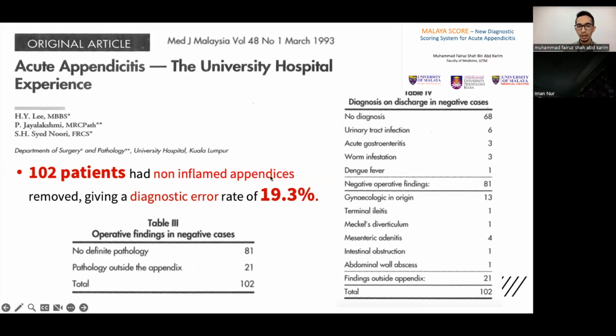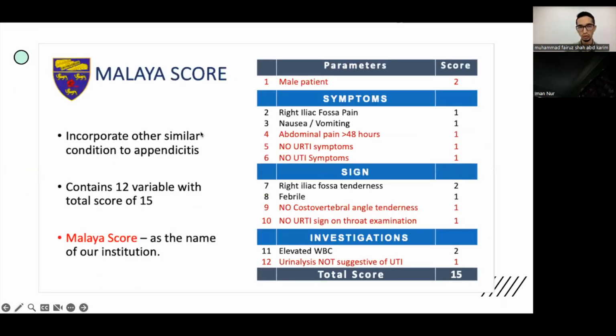So in addressing this problem and this issue, we created something called the Malaya score. There were a few steps for us to create this Malaya score. It was created based on logistic regression analysis and multiple regression analysis. So we came up with a few criteria that try to increase the accuracy of diagnosing acute appendicitis. We know that acute appendicitis is a clinical diagnosis, but we wanted to see whether we could help further classify, or further rule out other diseases or conditions that can mimic acute appendicitis. That's why we created this scoring system.